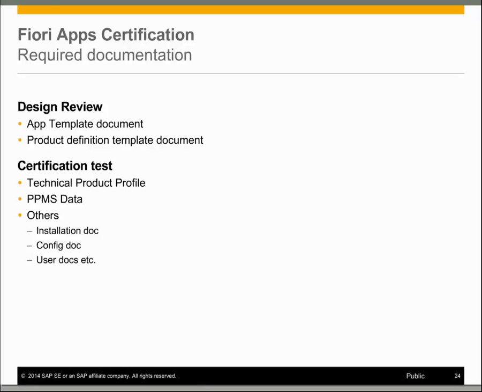Then we send a second document called the PPMS document, in which you just mention the product name, the software component, and things like that. It's a pretty simple and straightforward document. Other than this, there are other documents that you will have to fill up. We don't have any specific template or format for it. You can use your own format for creating the installation documents, config documents, and end user documents, which we verify during the certification test.